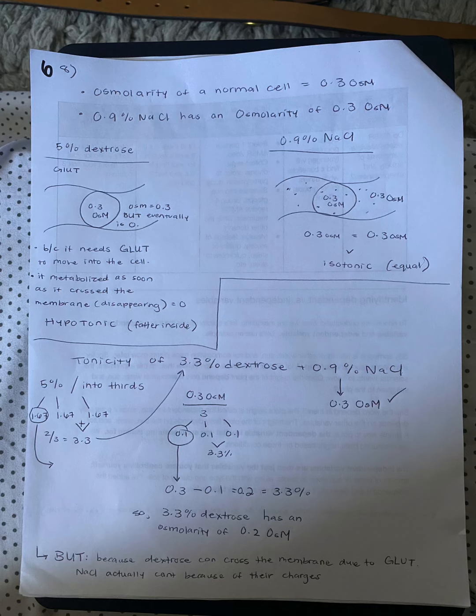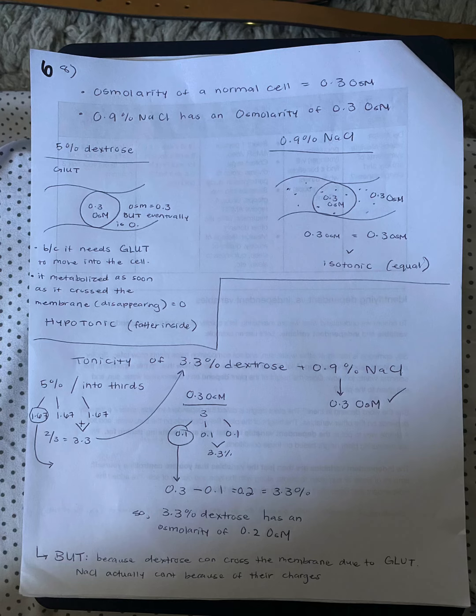Now, because we're only looking for that last third, what you did to one side, you have to do to the other. So you divided the 5% by 3 to get 3.3. You have to do the same thing to the 0.9% of NaCl, and when divided by 3, that 0.9% turns into 0.3%. So you would then also divide the osmolarity of the NaCl: 0.3 osmolarity divided by 3 comes out to a 0.1 osmolarity total.